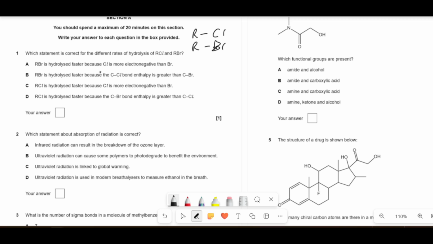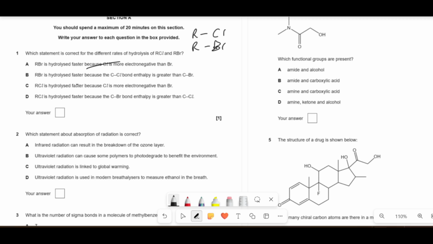RBr is hydrolyzed faster because Cl is more electronegative than Br. That doesn't explain why. Although that is true, that is more electronegative, it's not telling us about that. Doesn't explain directly how the rates of hydrolysis are different. So that one's out. It's not telling us the direct thing. If we're talking about different rates of hydrolysis, it's got to do with the bond strength that matters, not the fact that they're electronegative or not. It's how strong the bond is that ultimately determines that.